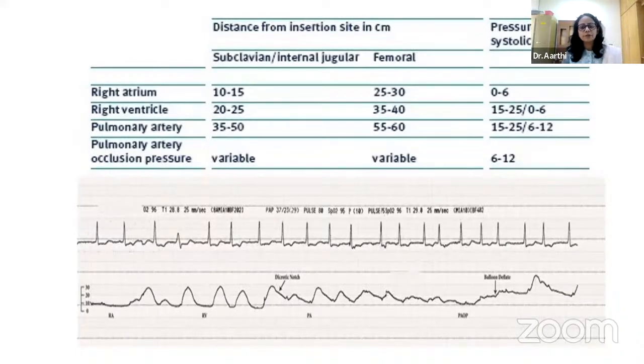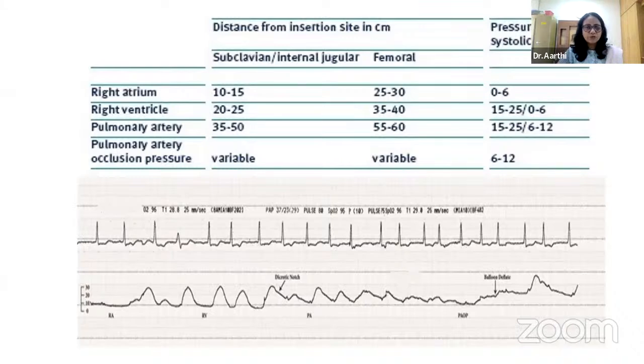So the normal right atrial pressures would be 0 to 6, where you see a central venous waveform. And once the right atrium is passed and the right ventricle is reached, there is a systolic pressure shoot up to 15 to 25 millimeters of mercury, and it reaches a baseline from the right atrial pressure.